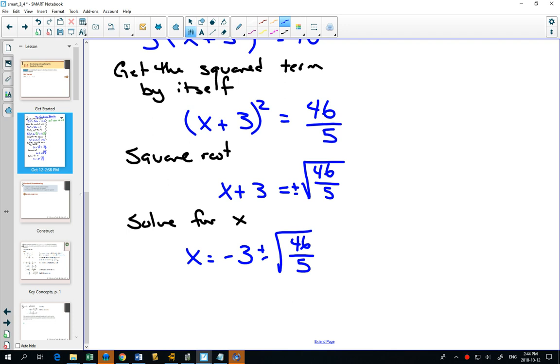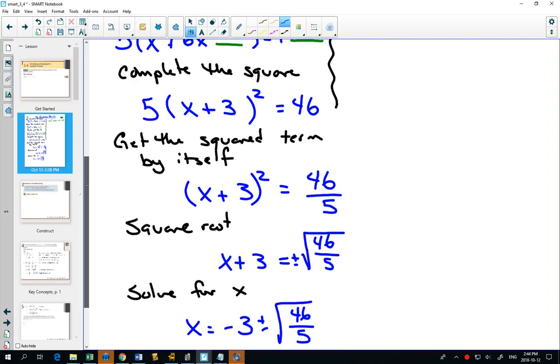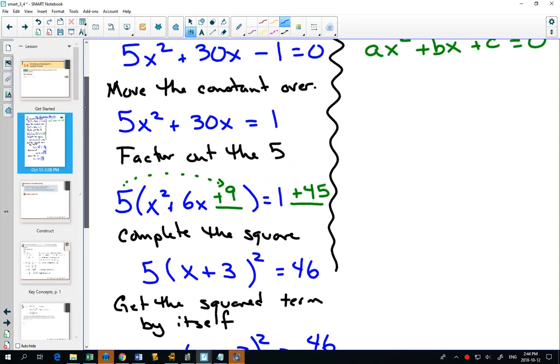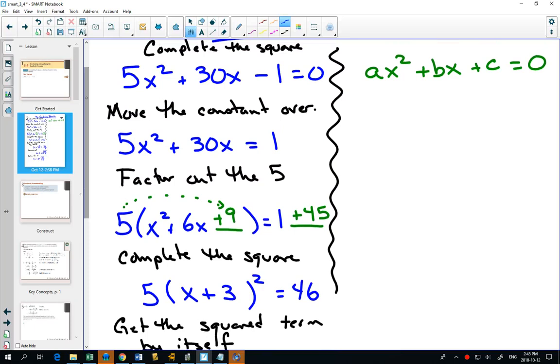that's completing the square. The idea is you want to get something squared so you can square root it and then you can get x by itself. How do you get that something squared? We use a process called completing the square.